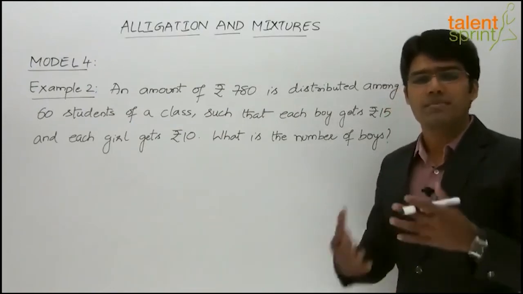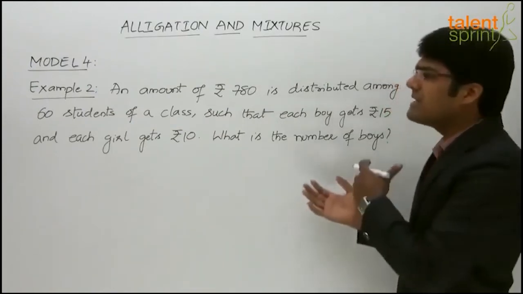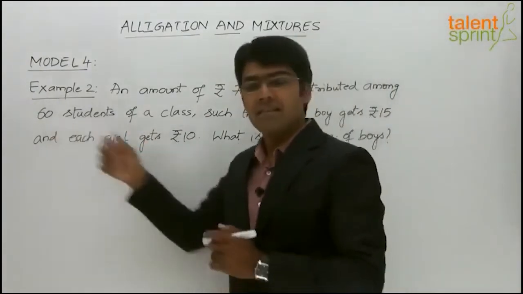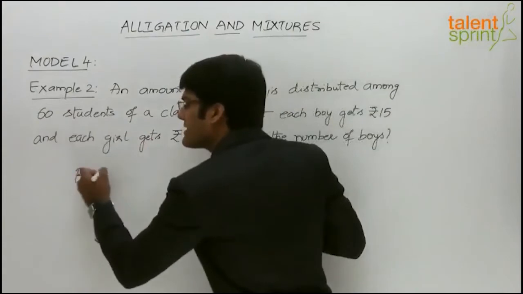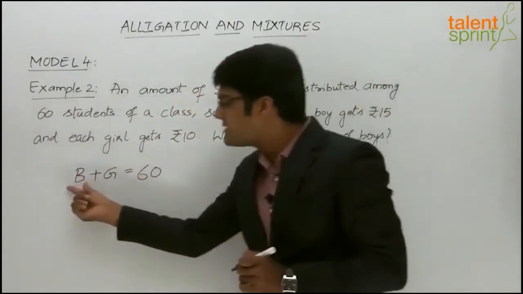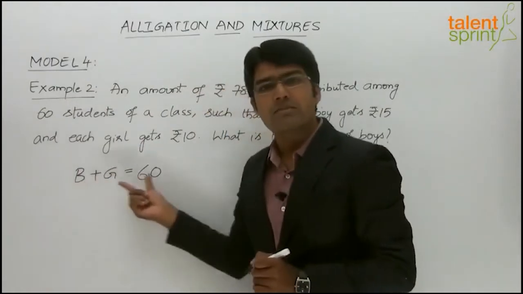There we had 2 different types of animals, goats and hens, and here we have some number of boys and number of girls. The total number of students is 60. So we can say boys plus girls is equal to 60. Right? Let us assume the number of boys is B and the number of girls is G. So total has to be 60.